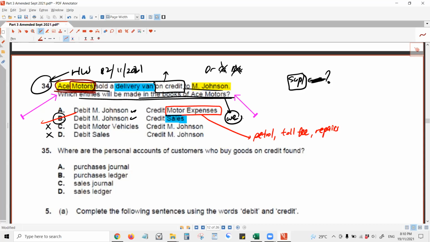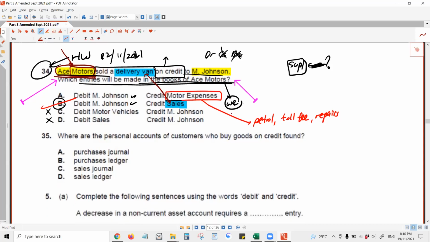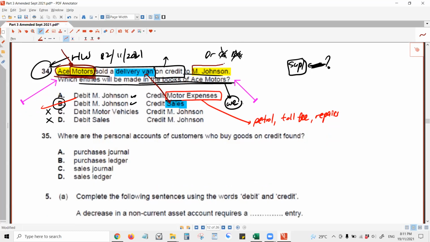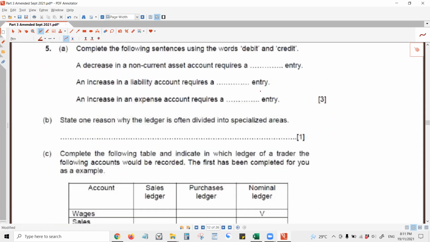Therefore, that's the assumption we are making here. We are assuming that it's in the business of buying and selling cars, because of the word motors in the Ace Motors name. Therefore, answer is B. We consider the delivery van as goods here. Therefore, credit sales is the only choice here. So answer is B. Now C and D are for sure wrong, right? Because you should debit M. Johnson.